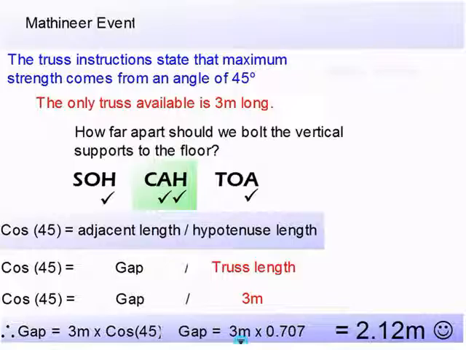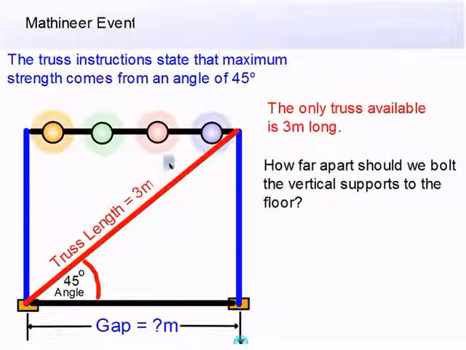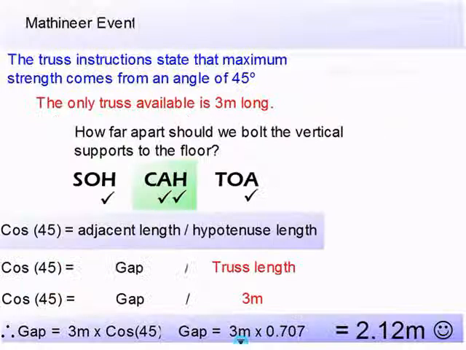So now we know exactly how far apart to put these vertical supports. If this is 3 meters, this is 2.12 meters.